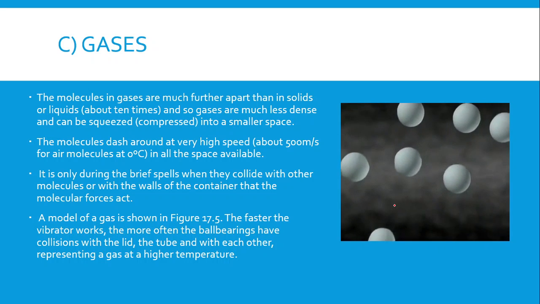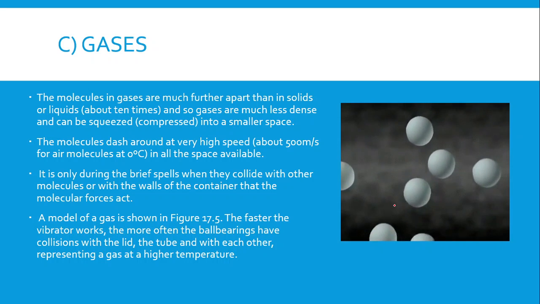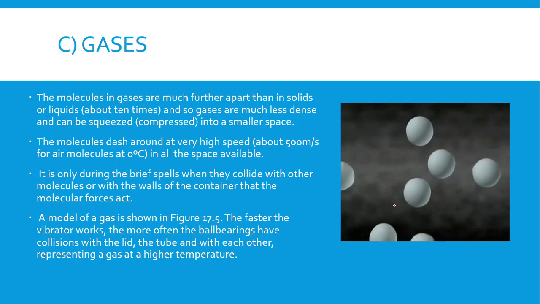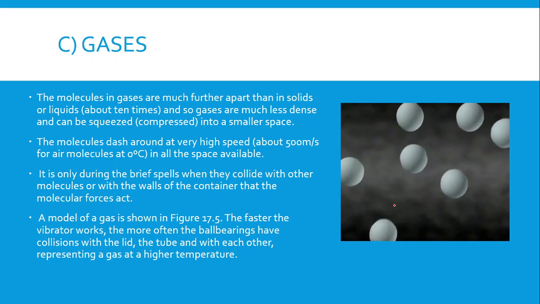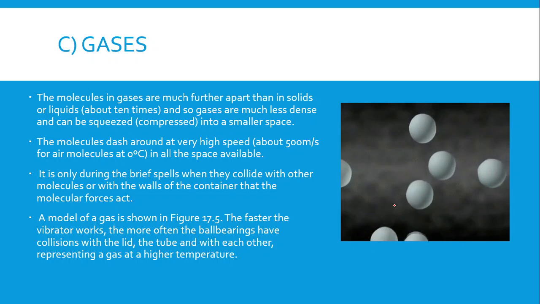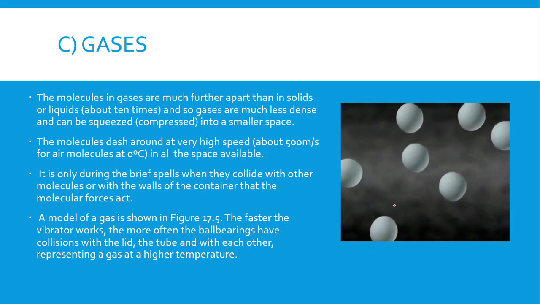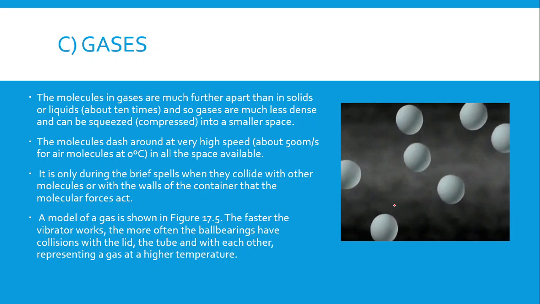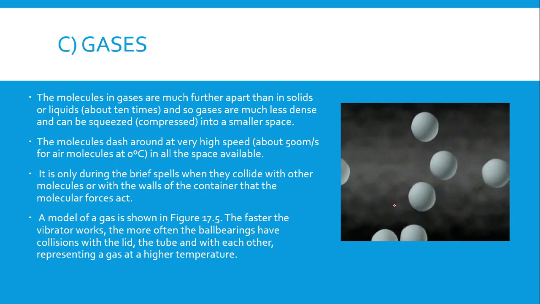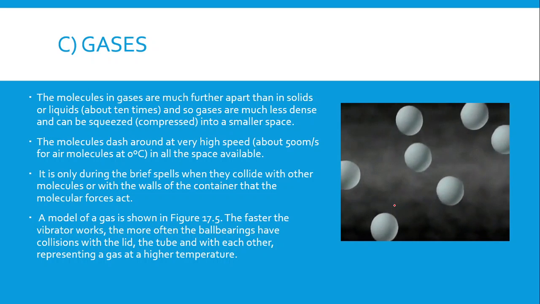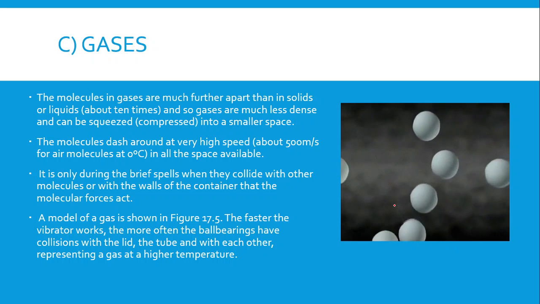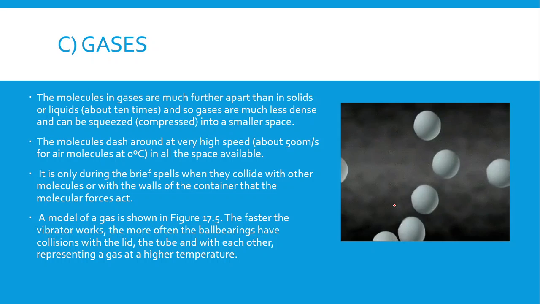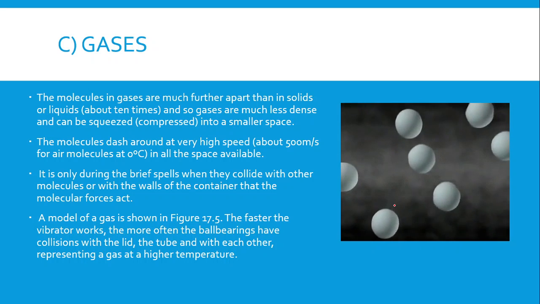The molecules dash around at very high speed and very randomly, filling all spaces available. It is only during the brief spells when they collide with one another and the walls of the container that the molecular force is exerted. So, a model of a gas is shown. The faster the vibrator works, the more the ball bearings collide with the lid, the tube, and each other, representing a gas at higher temperature. They are haphazard, colliding with one another and the walls, and filling the space they are in.